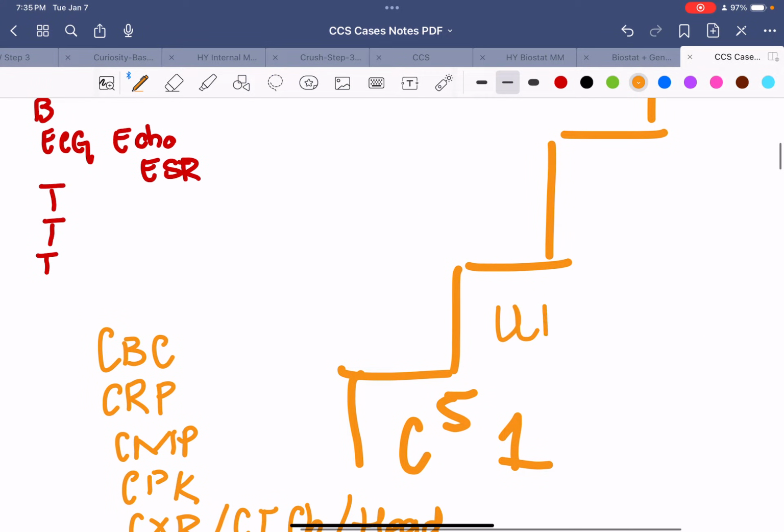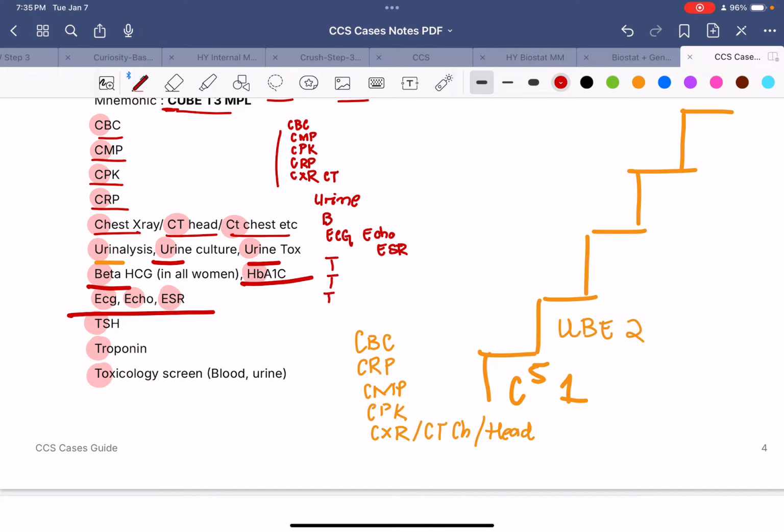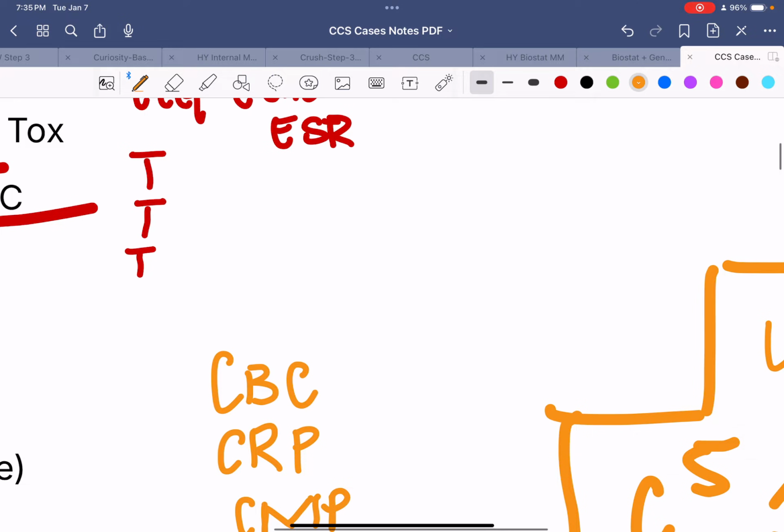Next comes the UBE component, which is step number 2. UBE stands for, first of all, urine analysis, urine culture, and the urine toxicology screen. Then beta HCG for all women along with HbA1c, and with the E comes the ECG, echo, and ESR. So that's exactly what we are going to do. Let's write all these down over here.